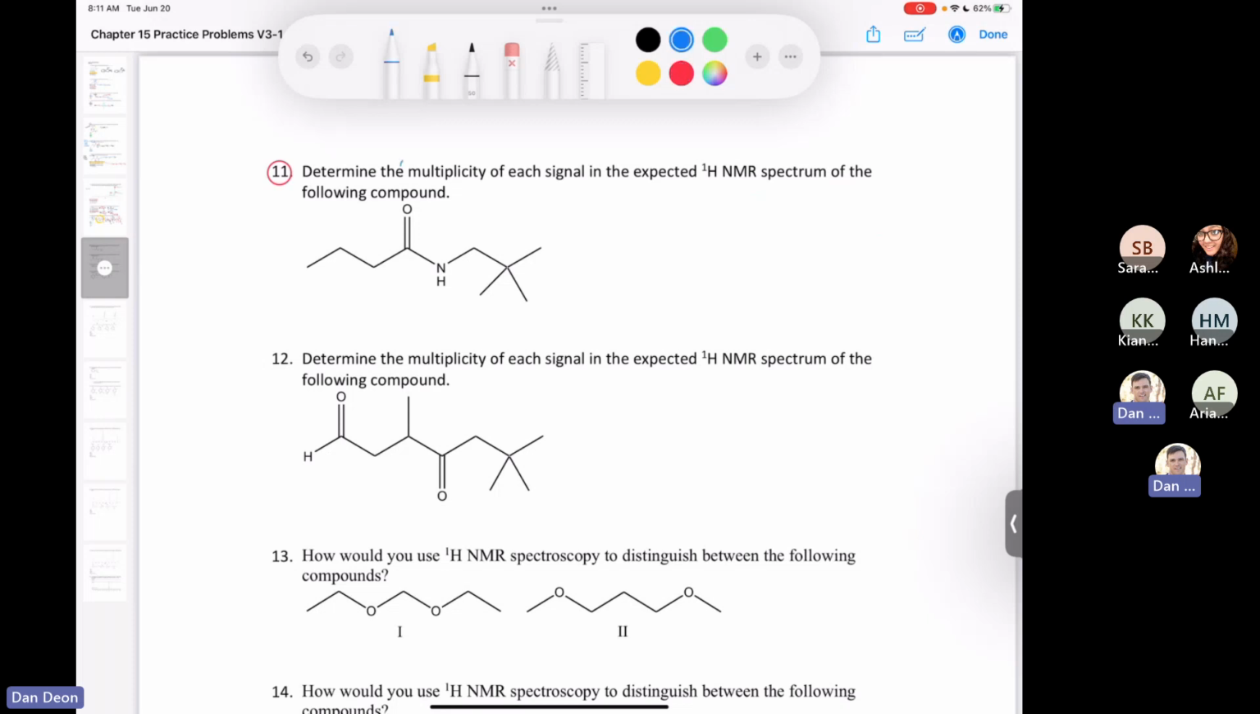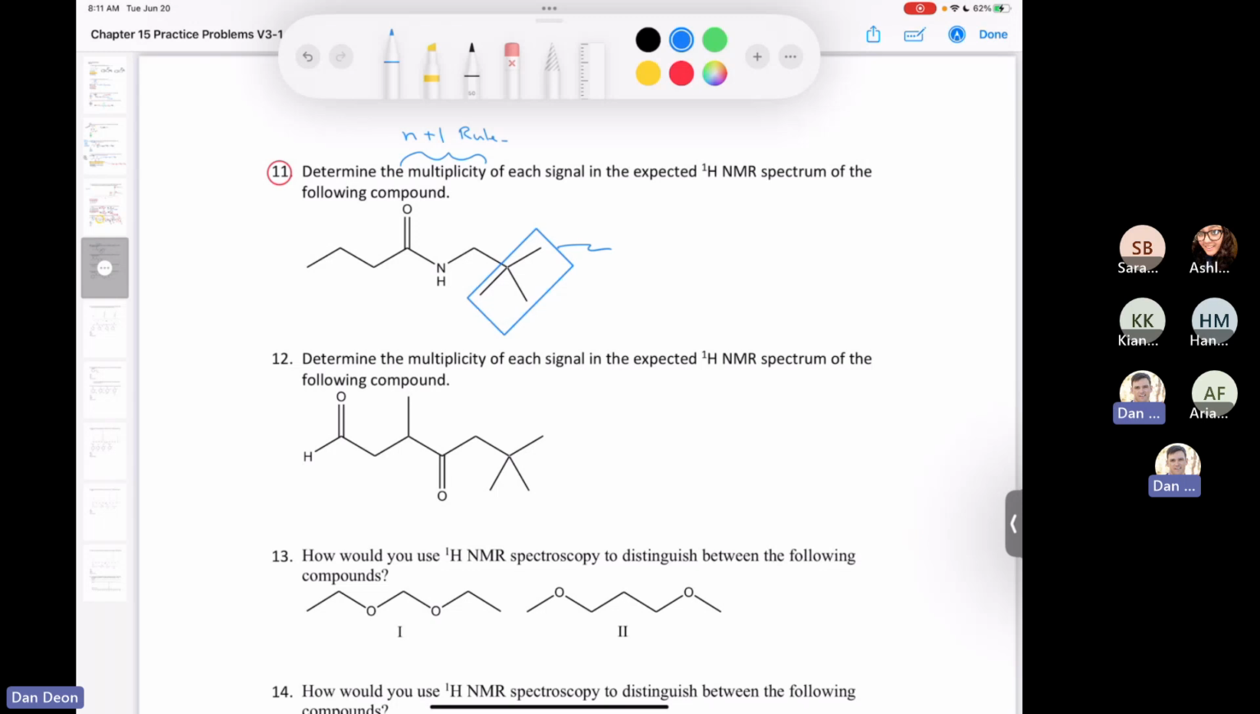So when it says multiplicity, that means the same thing as splitting. So this is where we apply the n+1 rule. All right, so I'm just going to ask you, what if I put all of these 9 protons in this tert butyl group in a box? What kind of splitting would I get for these?